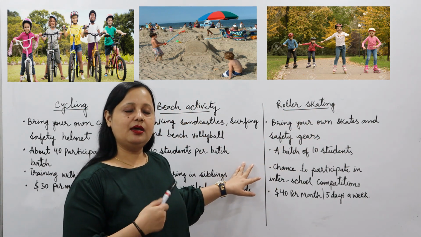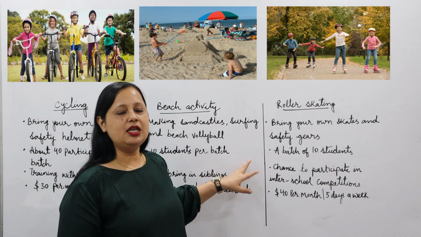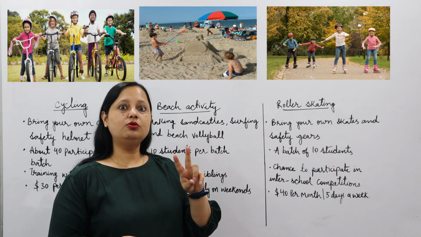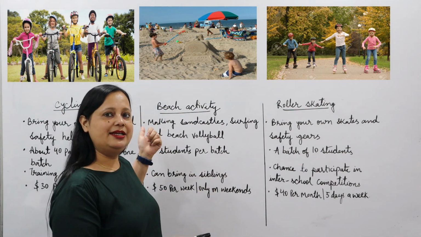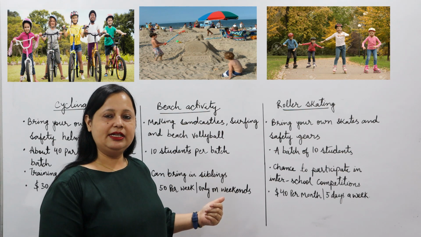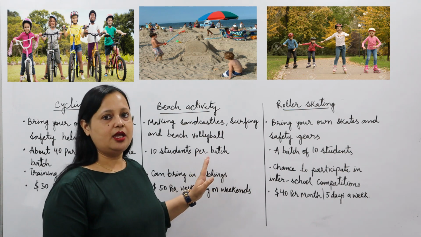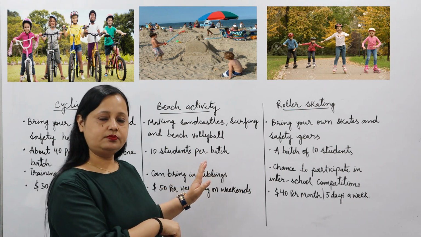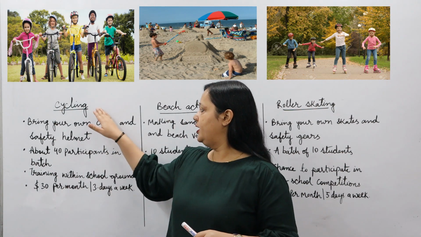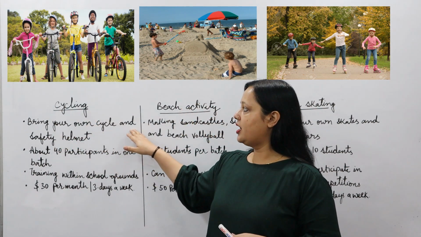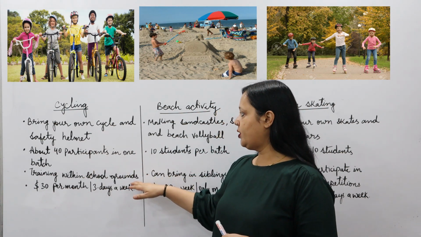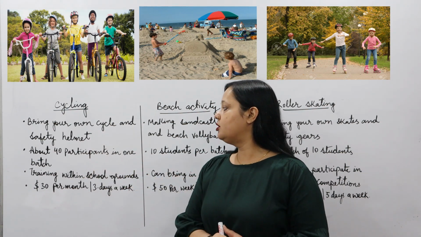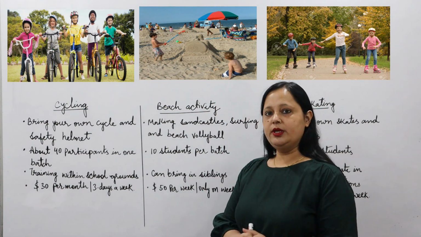So in your real exam and practice test papers, you will have two options on your computer screen, option A and B. Let's say I have chosen A, so B will disappear and I will have C in the scene. So this is my choice. Here cycling means bring your own cycle and safety helmet, about 40 participants in one batch, training within school grounds, and $30 per month, 3 days a week.